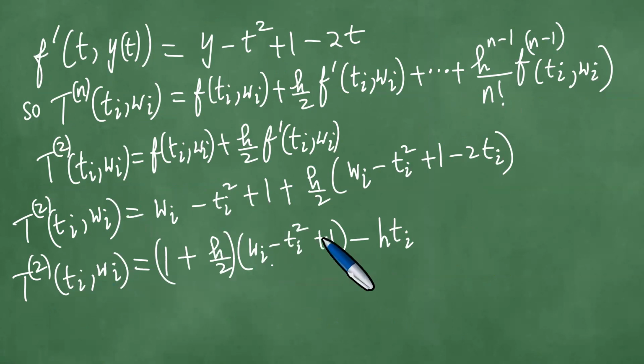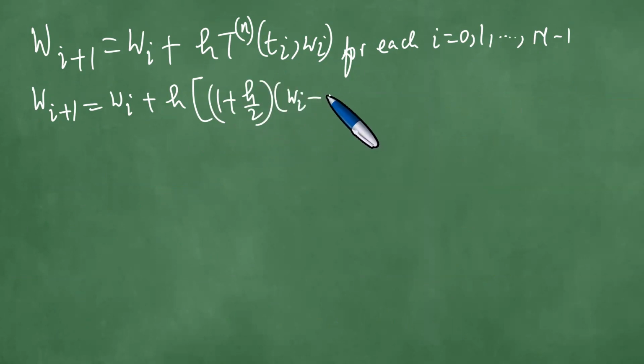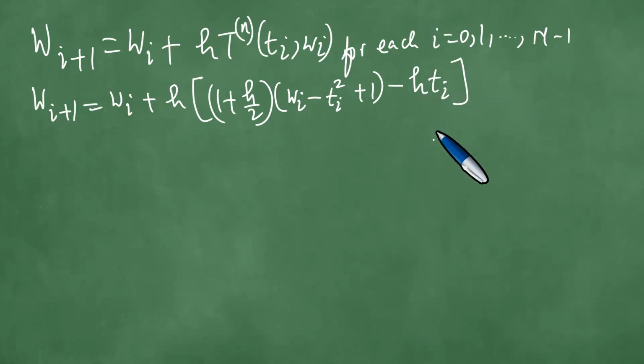Okay, T2 is exactly this. So which means that it's exactly 1 plus h over 2, and then it is (wi minus ti) squared plus 1, ti. Okay, so this becomes sort of the formula here.